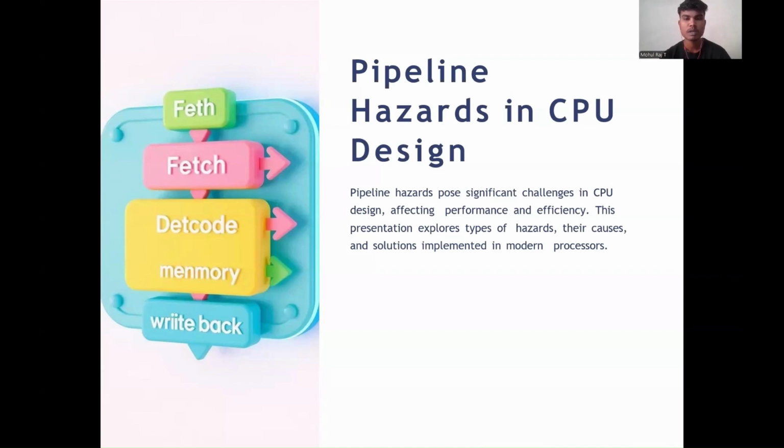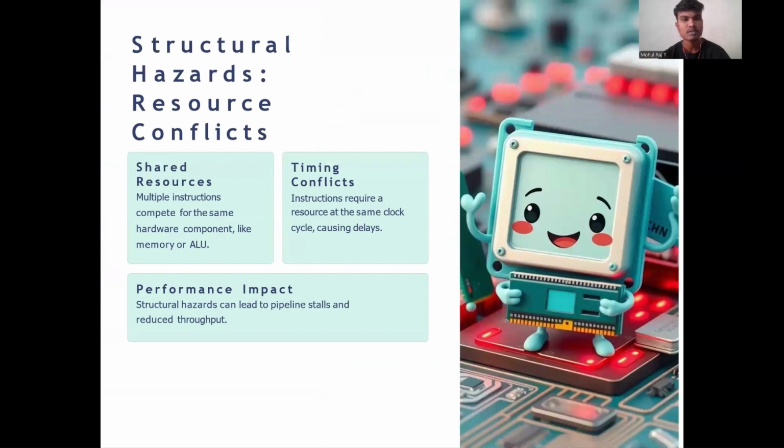So let me explain the pipeline hazards in CPU design, the challenges faced in CPU design that affect performance and efficiency. First come the structural hazards, which are caused by resource conflicts such as shared resources, timing conflicts, and performance impact, where multiple instructions complete at the same time. There are hardware component issues and timing conflicts, such as instructions requiring the same clock cycle, which cause delays. And third, the performance impact, which leads to pipeline stalls and reduced throughput.